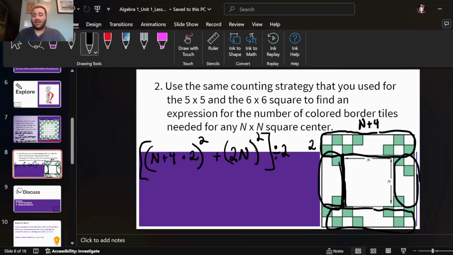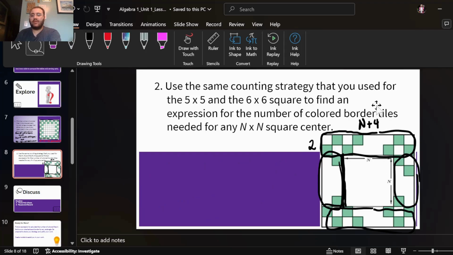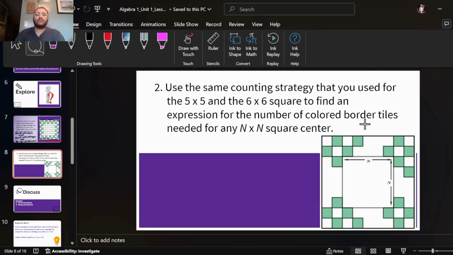Well, if I simplify that, I'm going to get the exact same expression. And that's the point. The point is you can use any counting strategy, and you will always arrive at the same expression. You might need a little bit of simplification, but you will arrive at it.